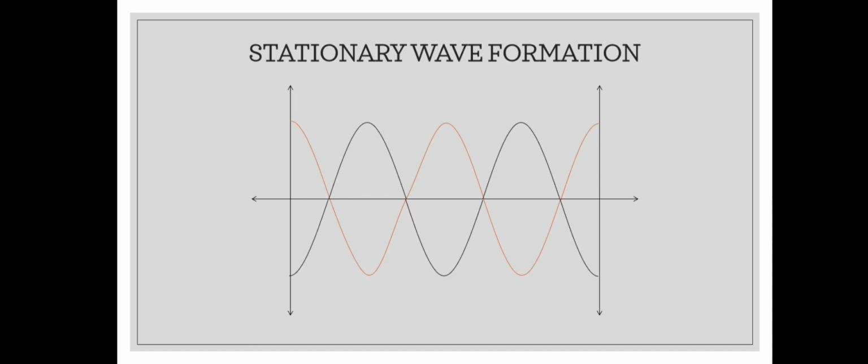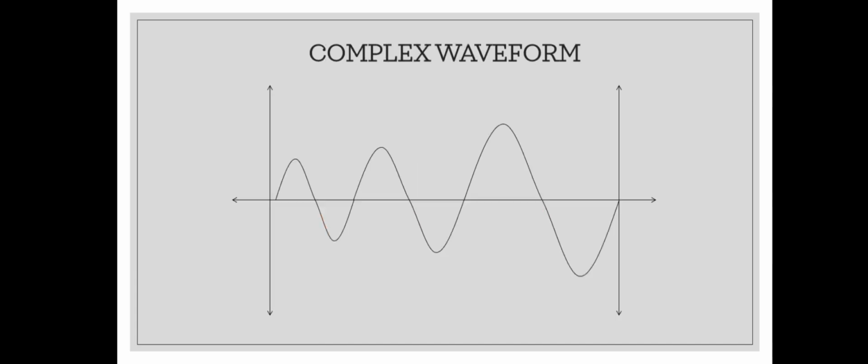Now, when the amplitude and frequency are constant, it'll result in a beautiful constructive and destructive interference pattern. But what if the signal is a complex combination of different frequencies and different amplitudes? Like this. It's a complex waveform, representing the real-life scenario.